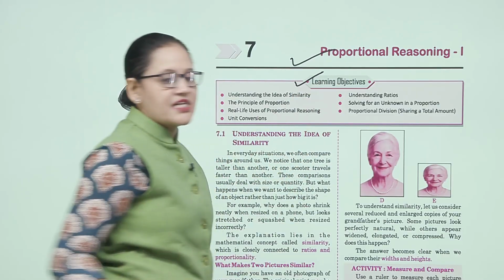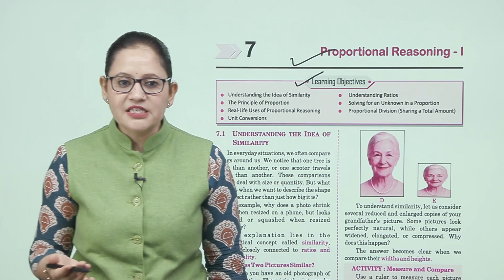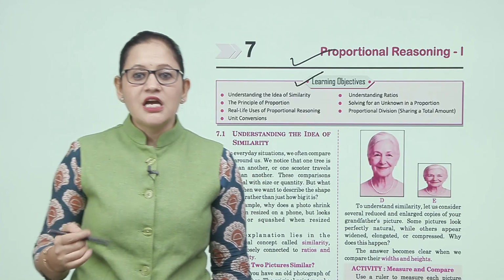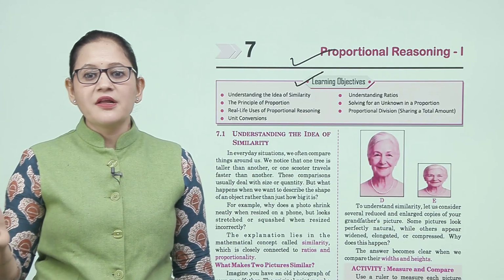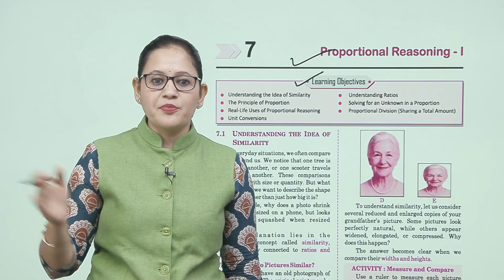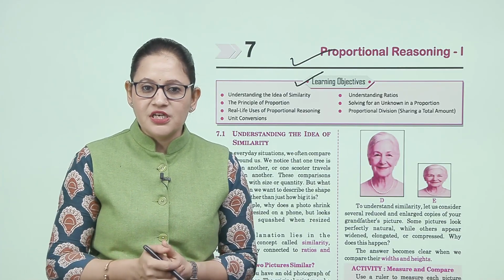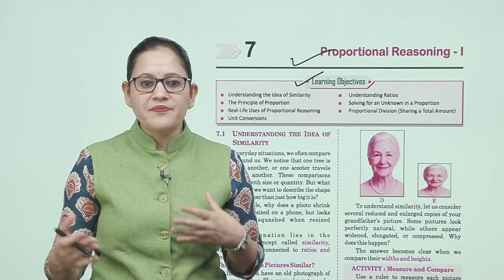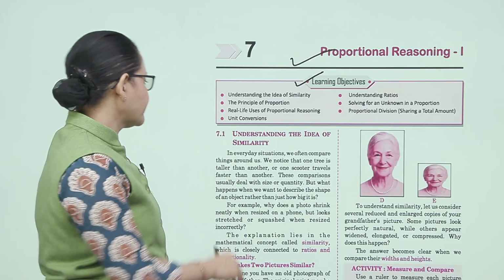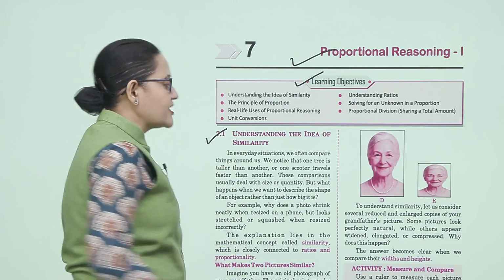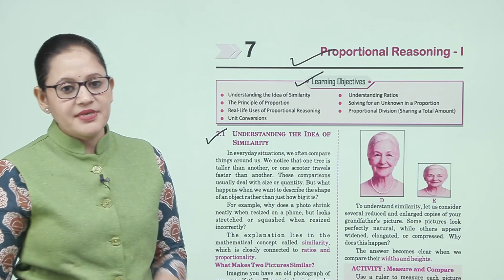Our learning objectives are understanding the idea of similarity, the principle of proportion, understanding ratios, solving for an unknown in the proportion, real life uses of proportional reasoning, proportional division and unit conversion. We are going to start with understanding the idea of similarity.